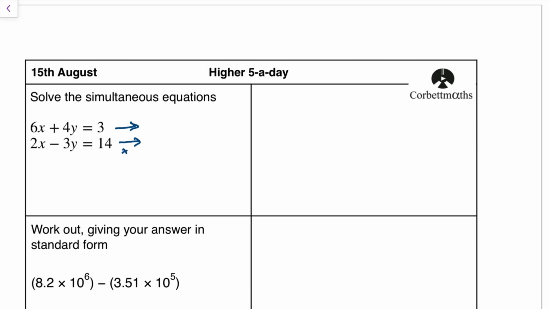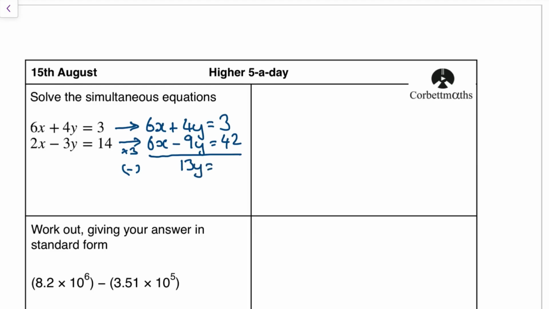If I multiply all of these by 3 and multiply the top one by 1, effectively just writing the same thing, that's going to give me 6x plus 4y is equal to 3. Multiply that by 1. Multiply the second one by 3, which is going to give me 6x minus 9y is equal to, well, 3 times 14 is 42. Then I'm going to take these away, because if I take them away, then I've got 6x minus 6x, which eliminates the x's. And then that gives me 4y minus 9y, which is 13y.